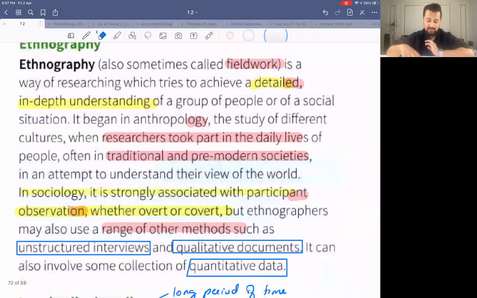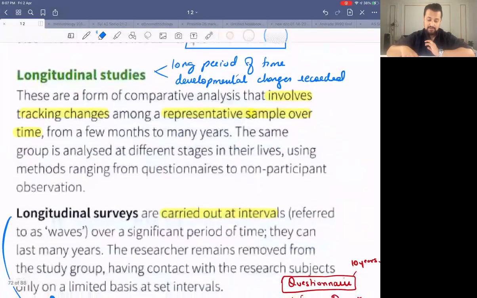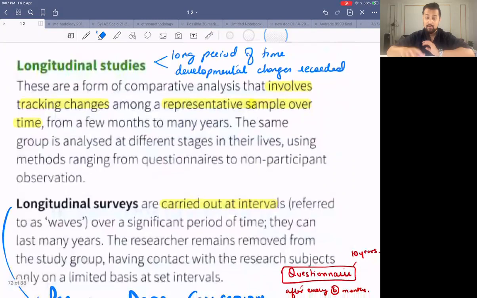Right. Moving on, let's speak about a longitudinal study. I'm assuming everyone does remember what I had said a few minutes back. A longitudinal study has to do with a study that has been conducted for a long period of time, provided you're trying to record developmental changes, right?